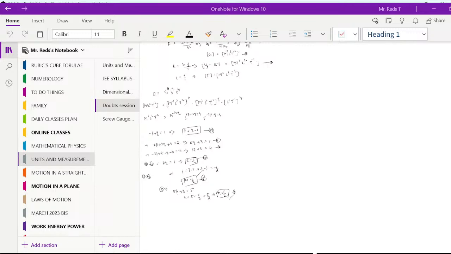So let us discuss few questions based on units and dimensions from this chapter of units and dimensions, specifically based on dimensions. See here.